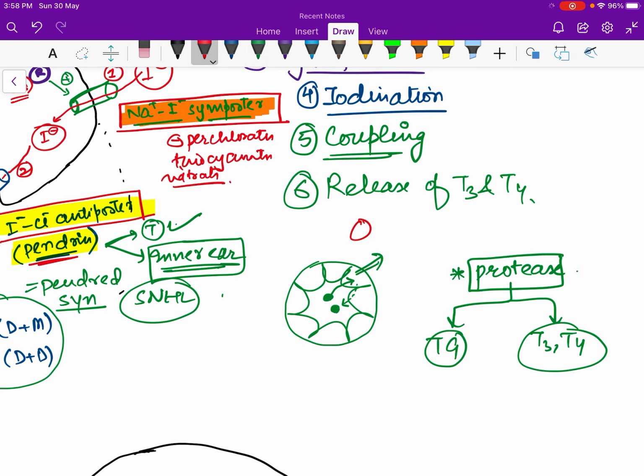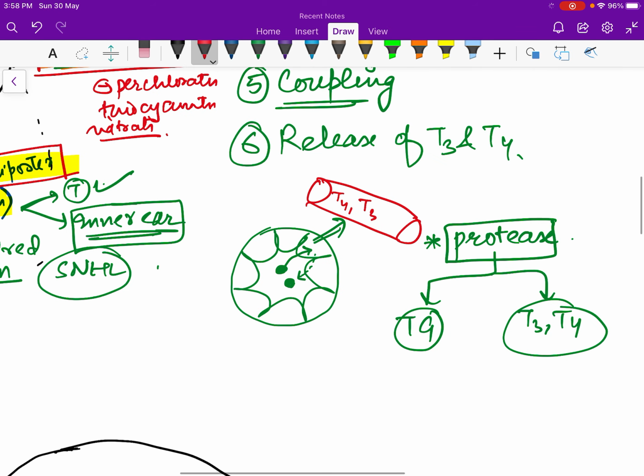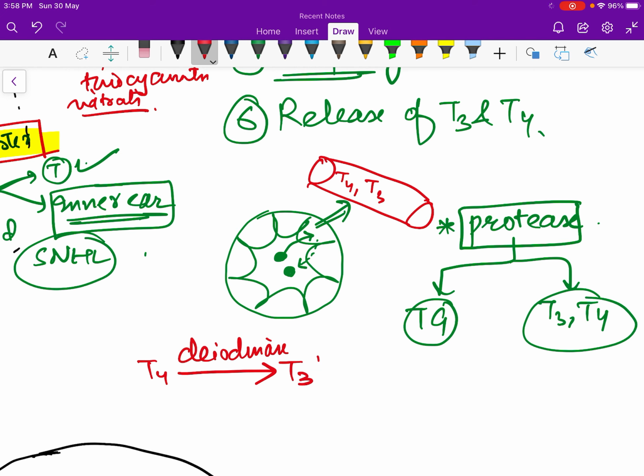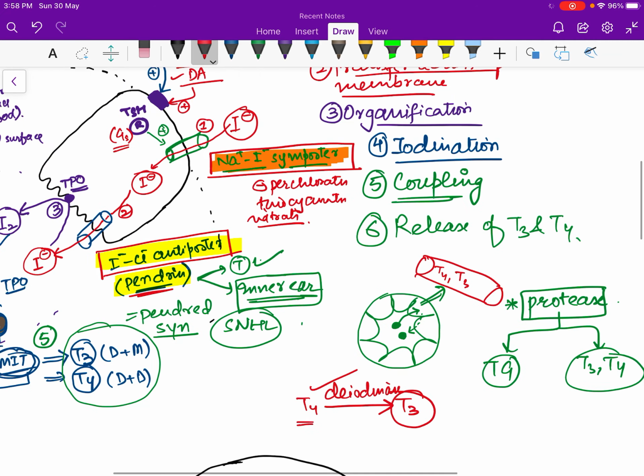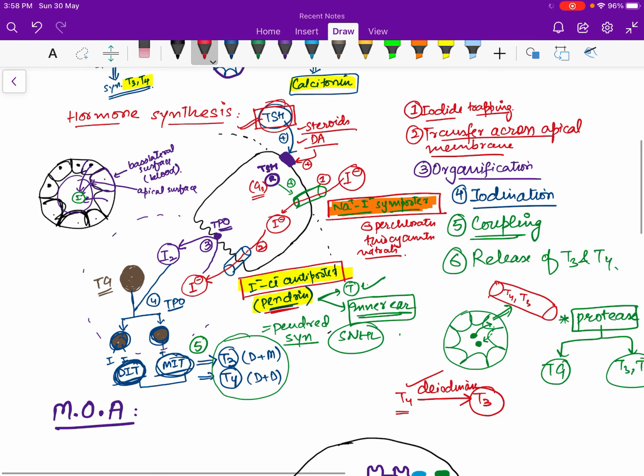T3 and T4 will recirculate and go into the bloodstream, and in the bloodstream the main hormone is T3. That means all the T4 will be converted to T3 by the enzyme deiodinase, because wherever this thyroid hormone acts, the receptors actually bind to T3. So this is the whole process of synthesis and release of thyroid hormones.